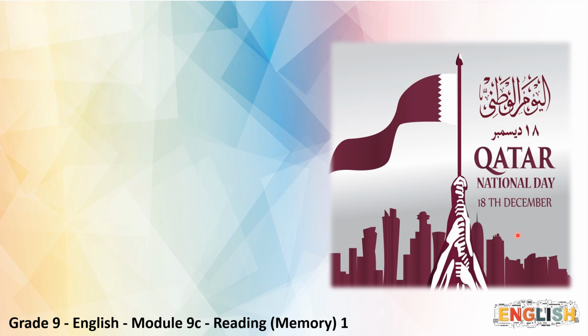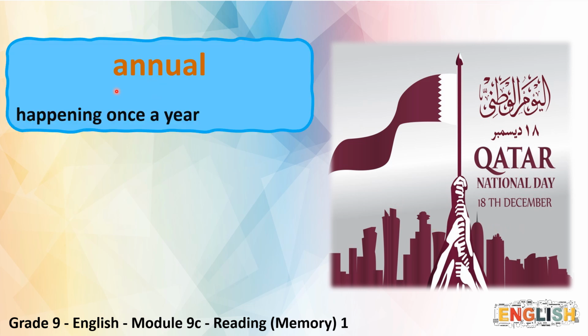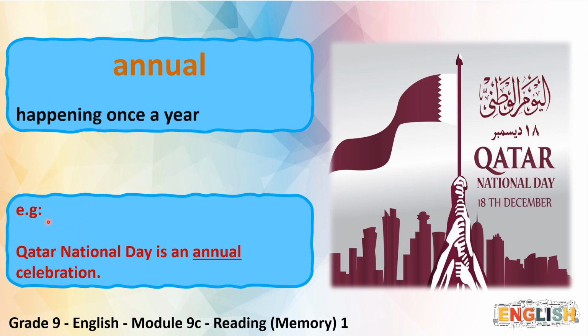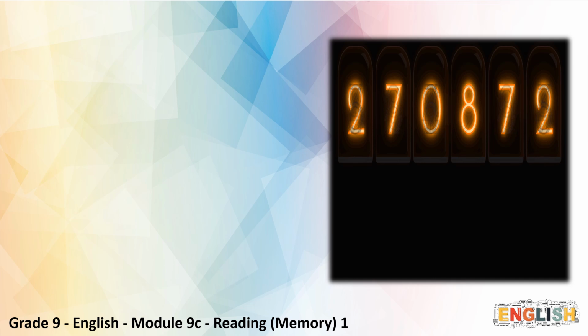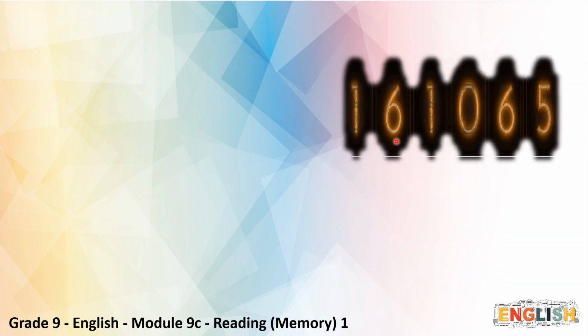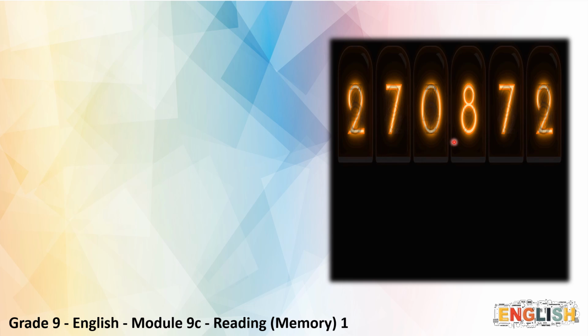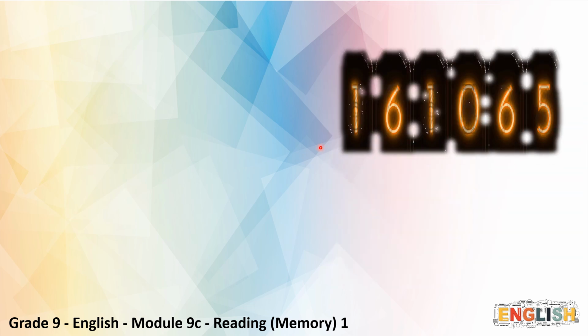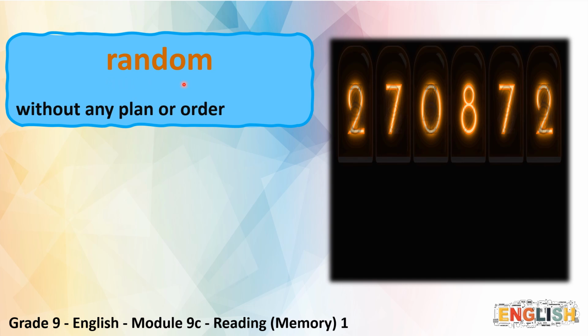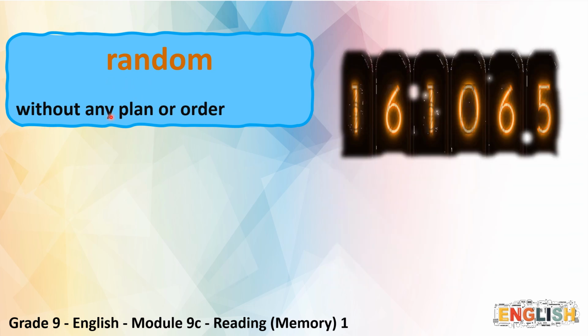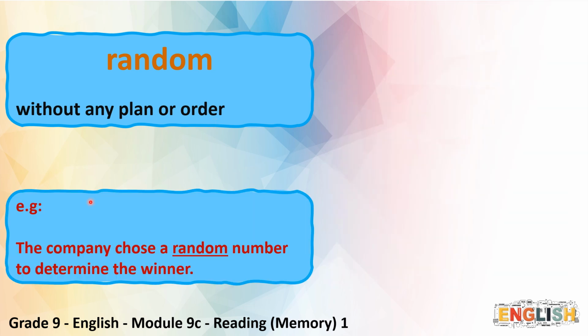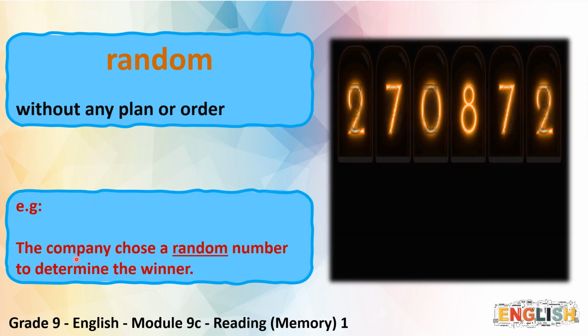Look at this. It is Qatar National Day. And of course, it is annual, which means happening once a year. For example, Qatar National Day is an annual celebration. Look at these numbers. Are they in order? No, they are random, which means without any plan or order. For example, the company chose a random number to determine the winner.